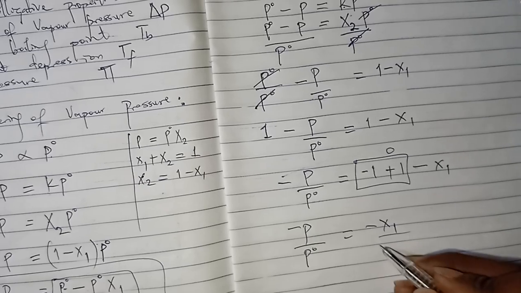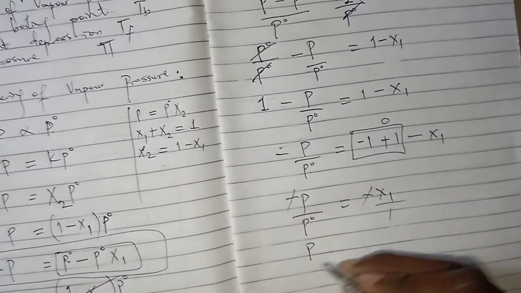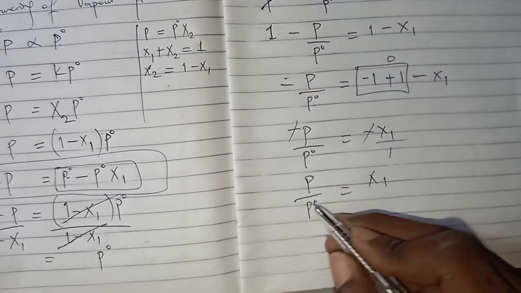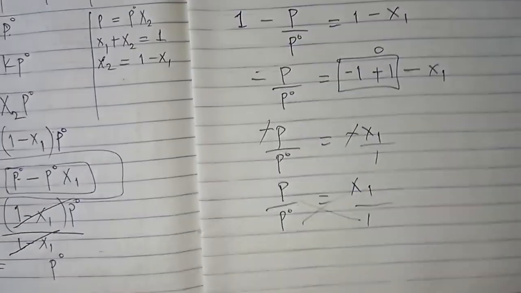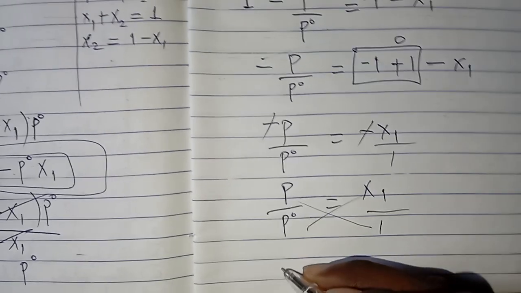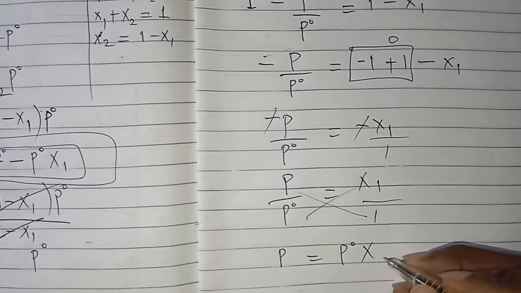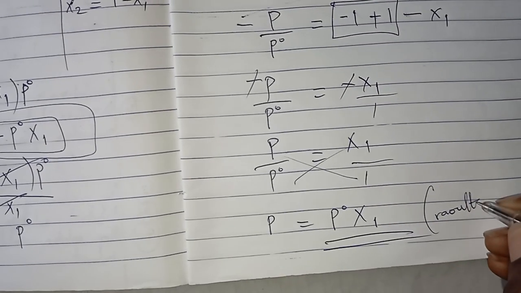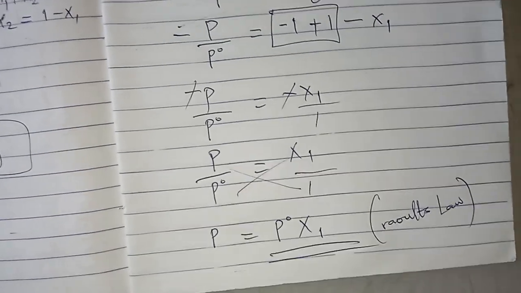So anything standing on this one is over 1. Minus minus will cancel, so that I now have P over P naught is equal to x1. Now, if you cross multiply, you get P is equal to P naught times x1. And this is Raoult's law. So he used this to prove his principle.